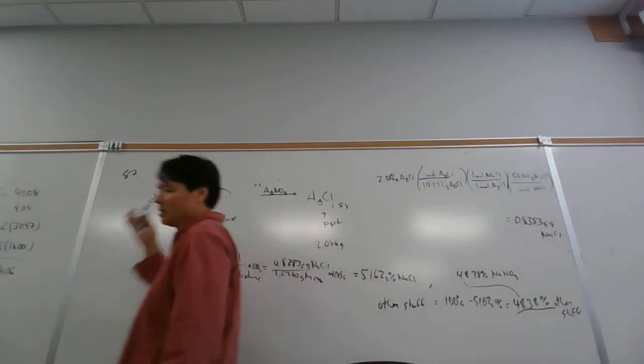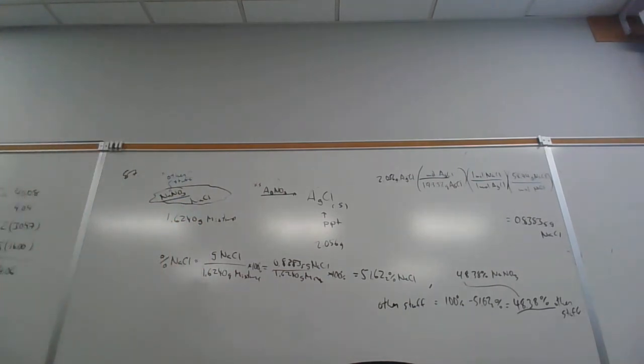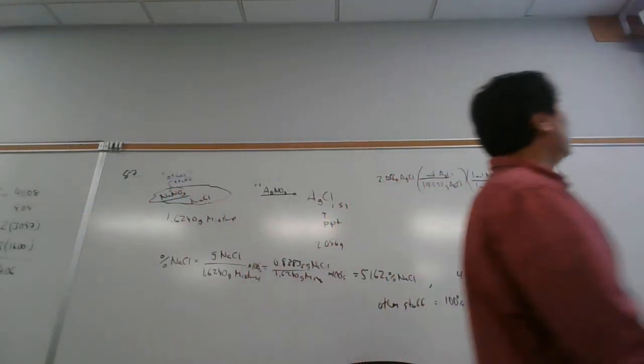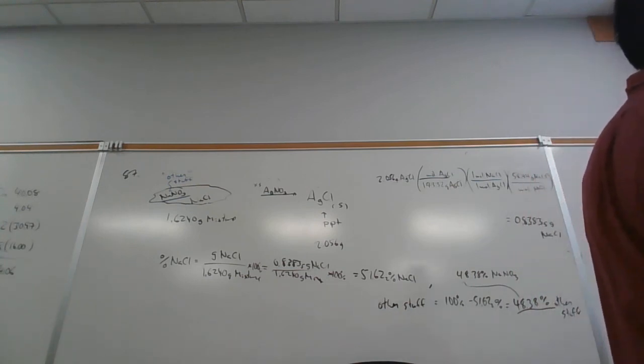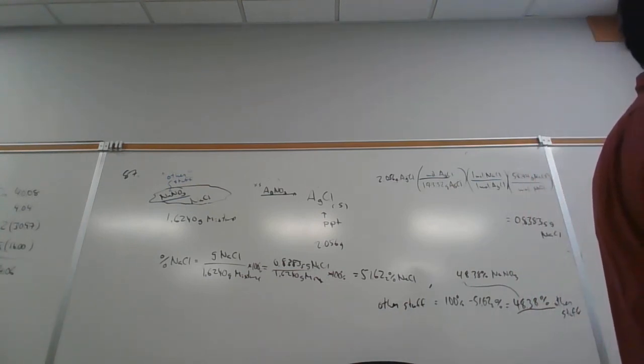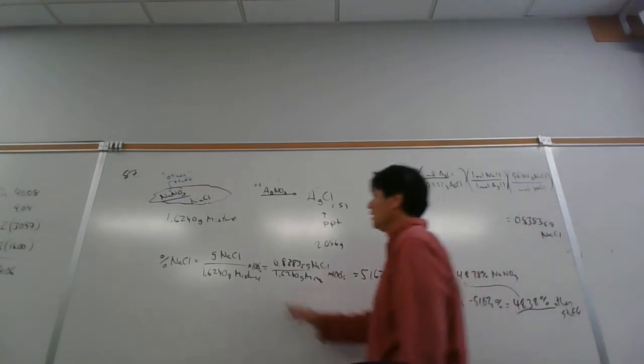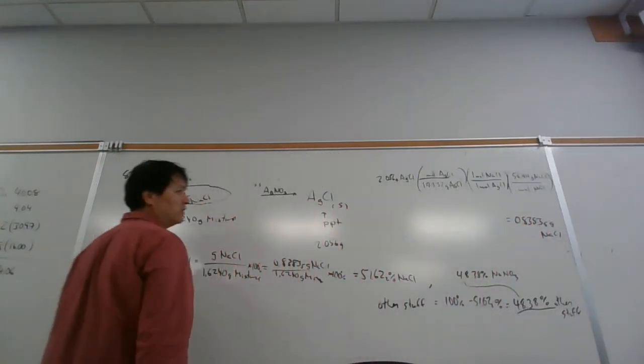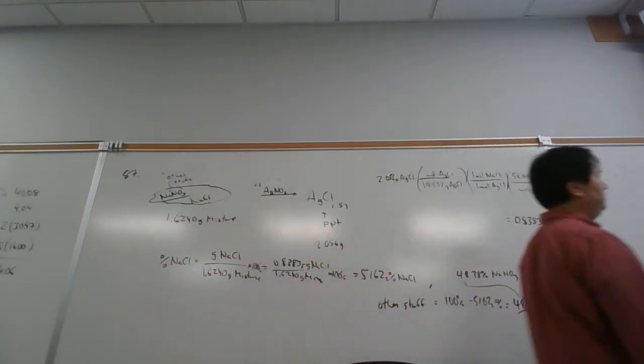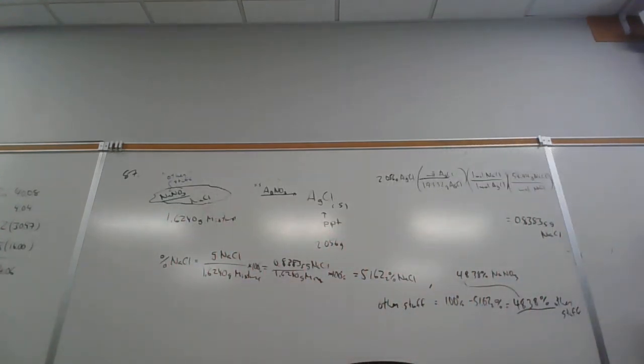Sometimes we don't know what the other stuff is. All we have to know about the other stuff is that it doesn't react. And as long as it doesn't react, then it's invisible in that sense. All right, so this is figuring out the percentage composition of a mixture. And problem 88 is the same thing, figuring out the percentage composition of a mixture. In this case, the mixture is this.